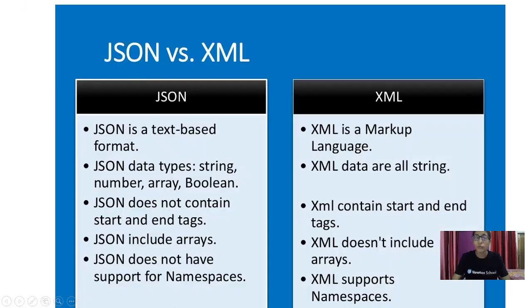Now, what is the main difference between JSON and XML files? That is very important. JSON files are always text based. XML is a markup language.